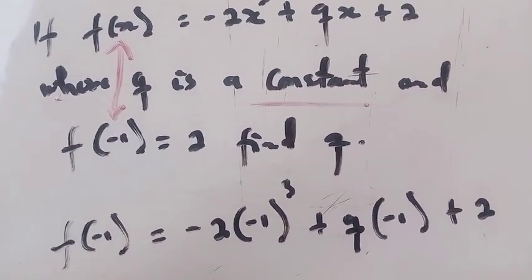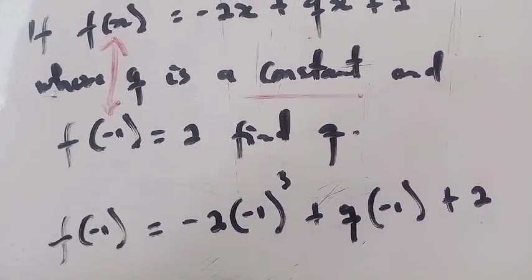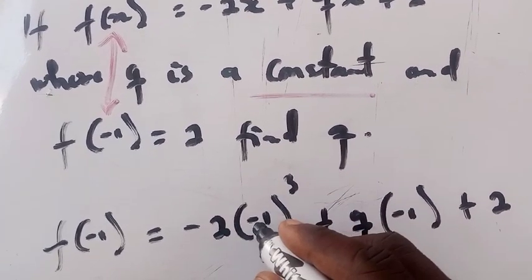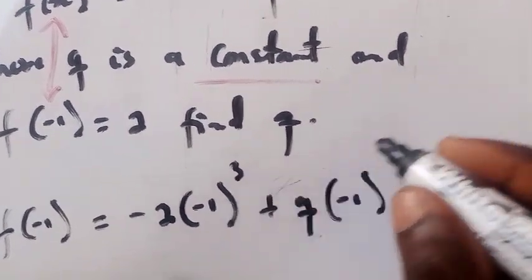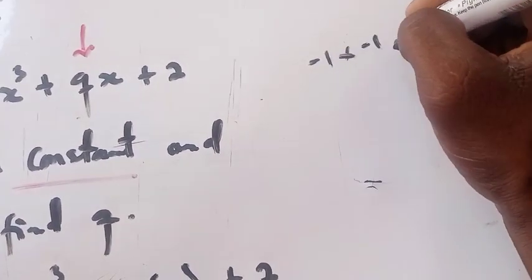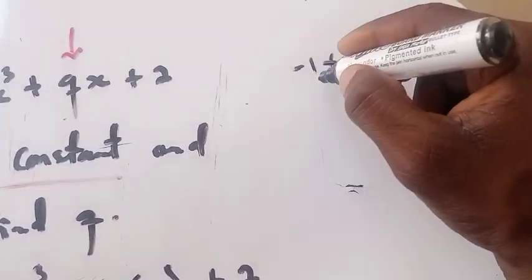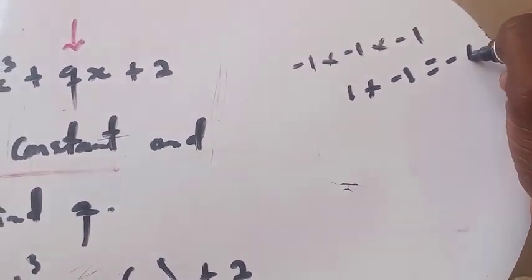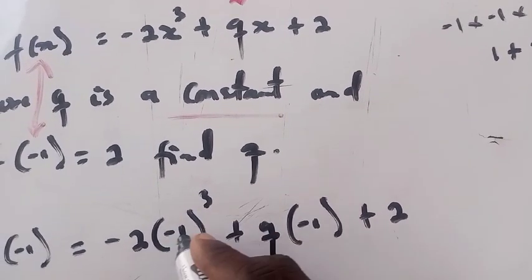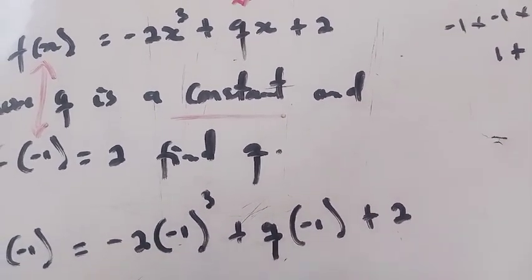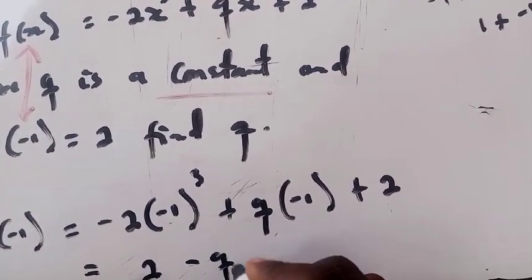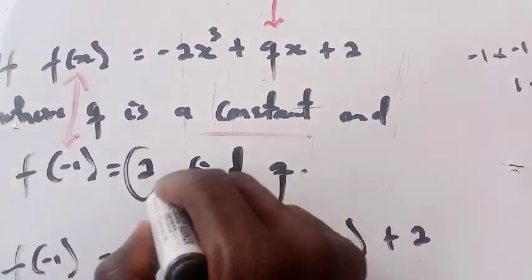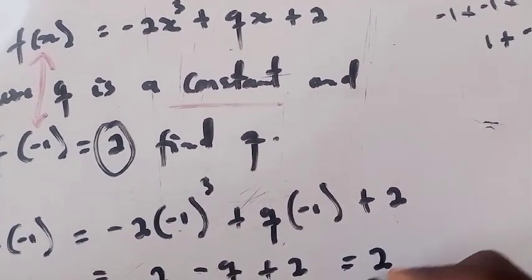If you have any question, make sure that you just comment in the comment section below for assistance. So this guy here tends to be a negative 1. Negative 1 exponent 3, that should be negative 1. It's just like saying negative 1 times negative 1 times negative 1, right? So this multiplied by that should be 1. Multiplied by negative 1, that is going to be negative 1. So the negative multiplied by that is going to be positive 2. And then this guy here tends to be negative q, and then plus 2. Remember, the question says that everything here is equal to 2.